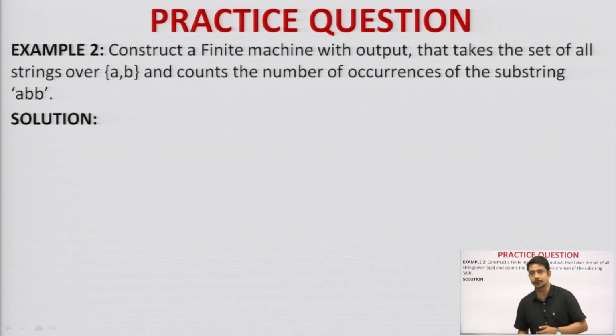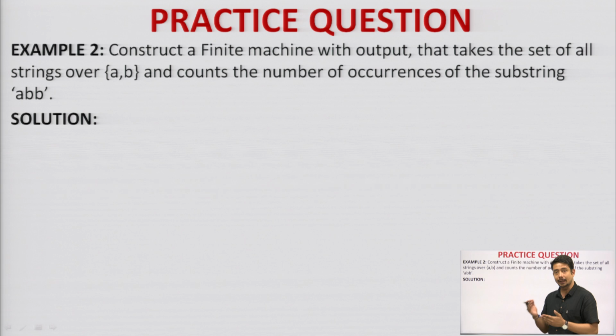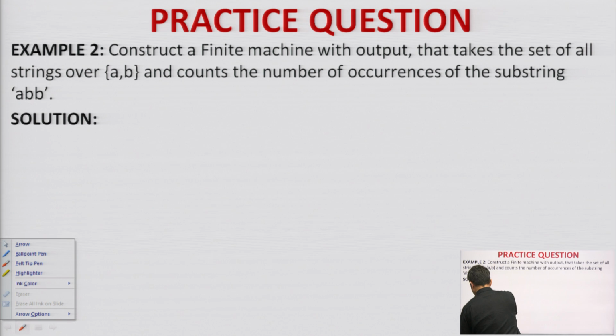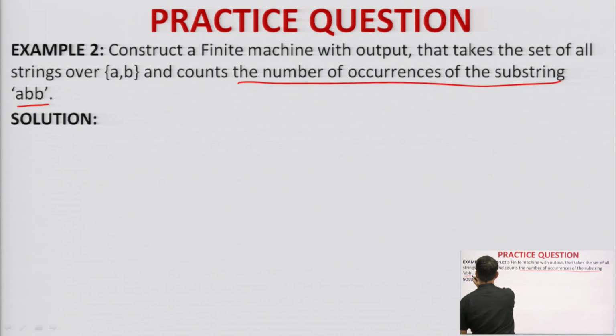So, now let us discuss a few of the questions that I have given to you. The first question is to construct a finite machine with output. This is a practice question, you try to do it on your own with either Moore or Mealy. The first question says that on strings over a b, count the number of occurrences of the substring a b b. Whenever we see a b b, we need to count the number of occurrences.